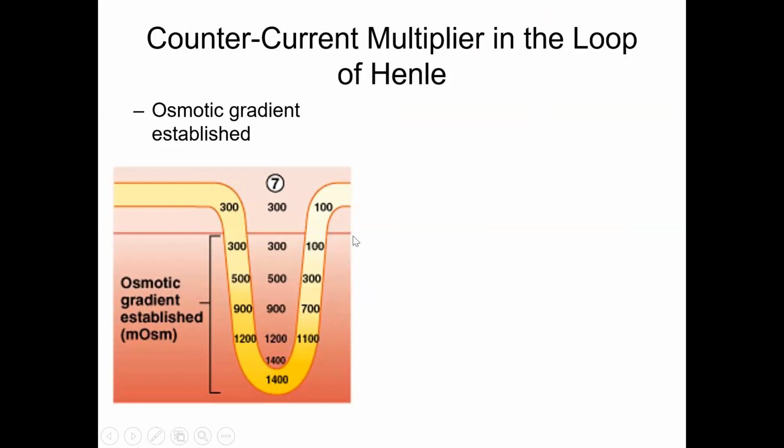When this filtration process gets stabilized, the filtrate will go through the loop of Henle and create this concentration gradient in the medulla. So you see this filtrate has changes in concentration, and now you know why. Then you have this concentration gradient established in the medulla. This mechanism is called a countercurrent multiplier.